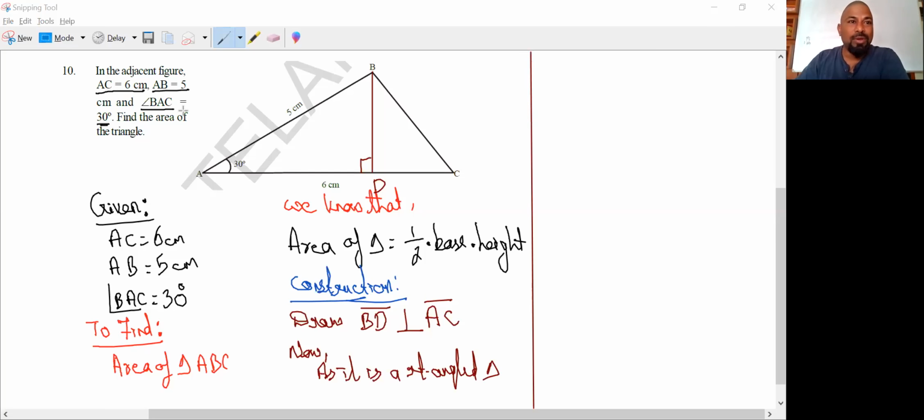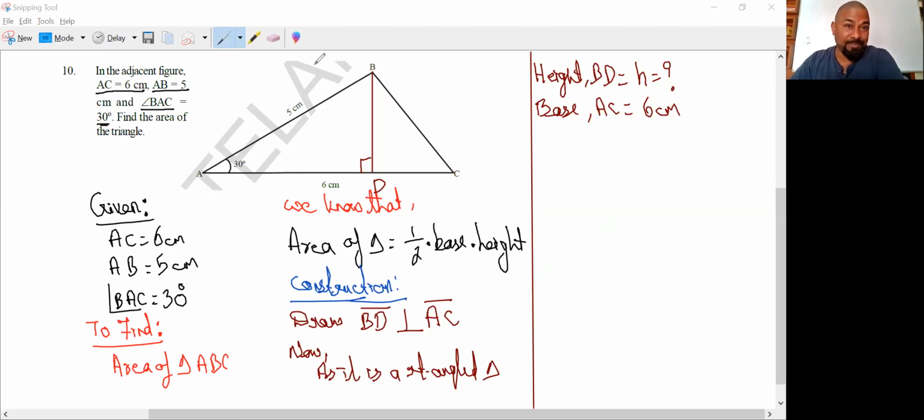Height is equal to BD. Yes. Right, can I call BD the height? Yes, sir. And do you know the height? No, sir. So let us call it H. Right. Now, which becomes the base? AC, which is nothing but 6 centimeters. Okay, right. Now we need to find the height.